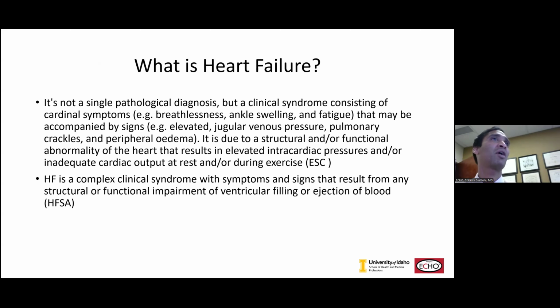Heart failure is a complex clinical syndrome with symptoms and signs of heart failure that results from structural and functional impairment of ventricular filling or ejection of the blood. The difference between the first and second definition: one is by ESC, another by the Heart Failure Society. The second definition includes more about HFpEF and more than just having a low EF. Next one.